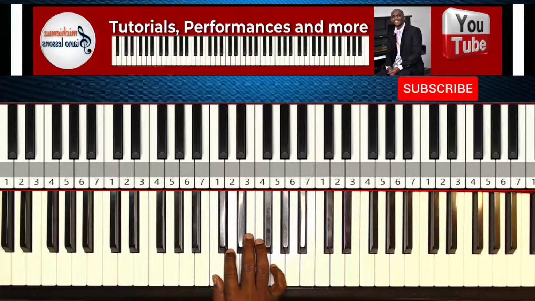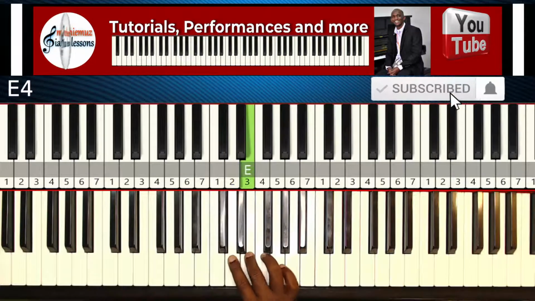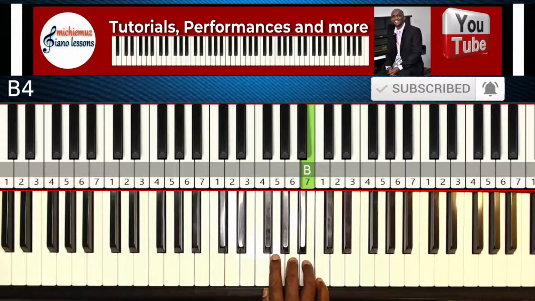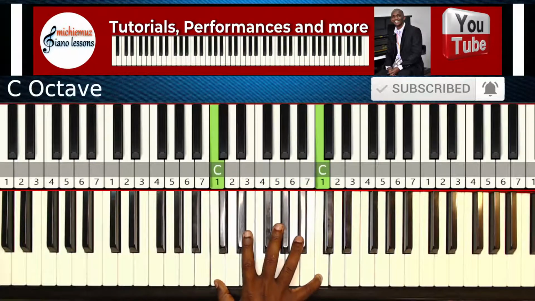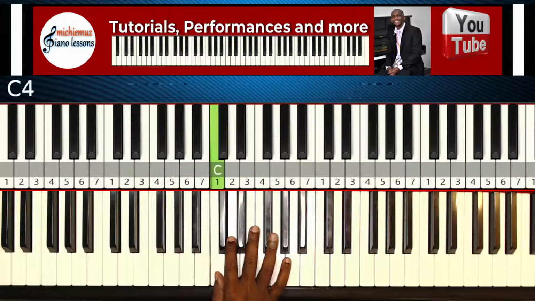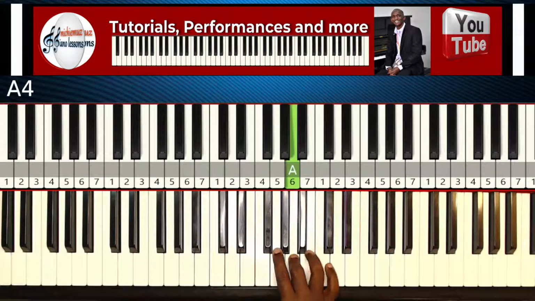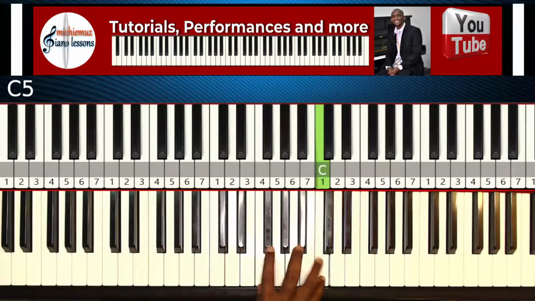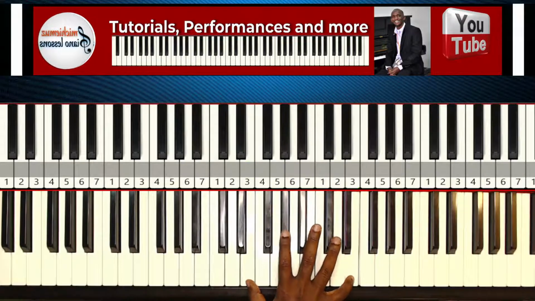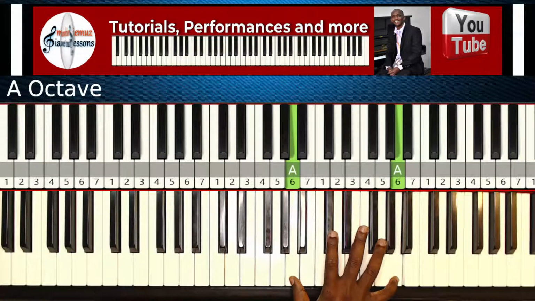Based on the scale of C major, we will use the scale of C major. C will be number 1 if we are naming it according to the scale degrees, scale degree names. C is number 1, D is 2, E is 3, F is 4, G is 5, A is 6, B is 7, and back to 1, and it goes on and on into the higher octave.